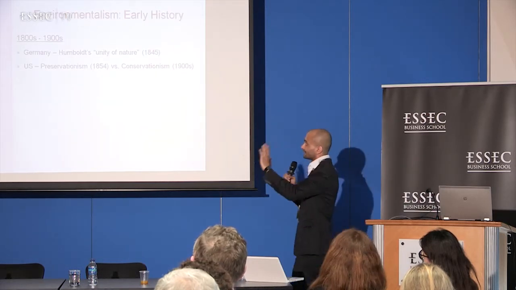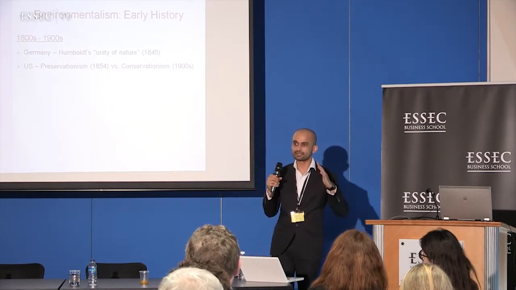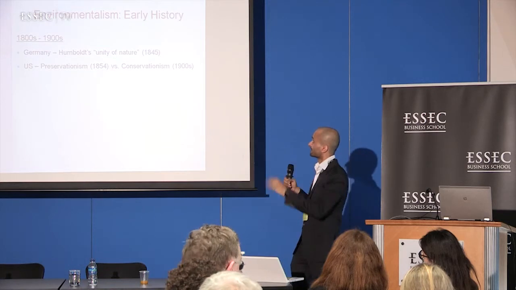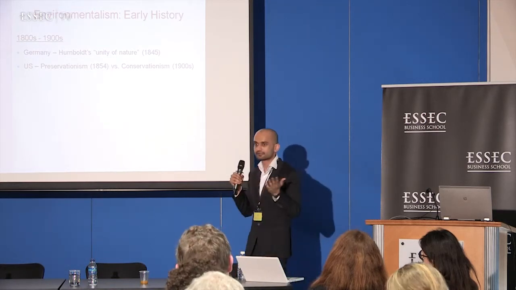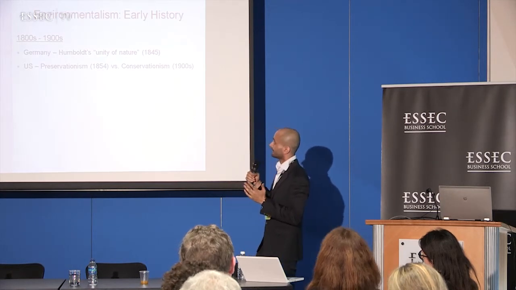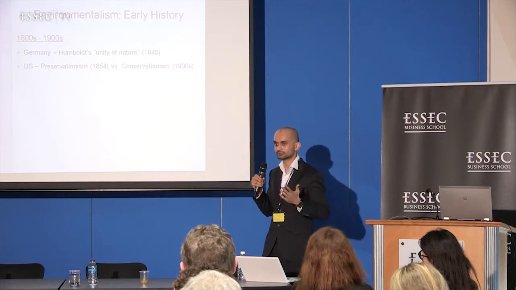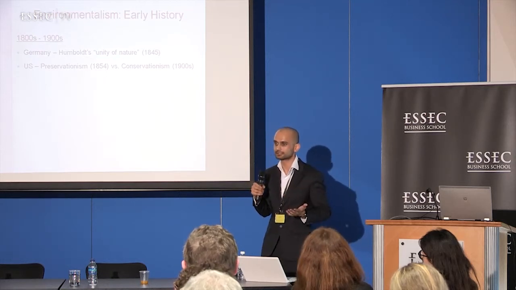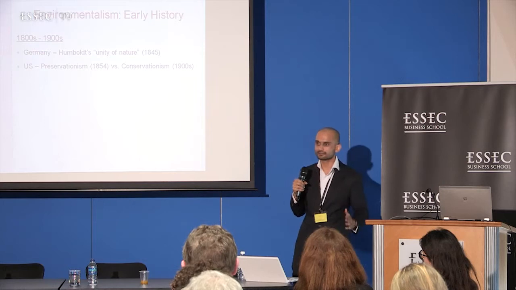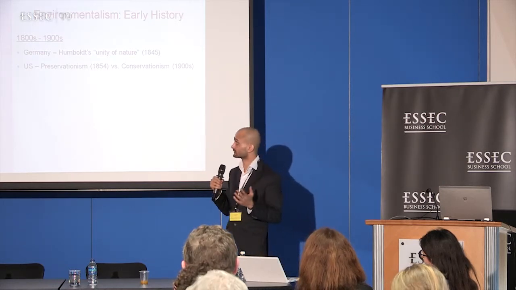Before I get into more contemporary environmentalism, I just want to outline quickly the history of sustainability or the history of environmentalism. This stems back from the first industrial revolution. And it stems really from Germany, where you had Alexander von Humboldt, who was really concerned about the drainage, deforestation, mining activities that were taking place. And he saw a unity of nature, an intrinsic value in nature of itself.